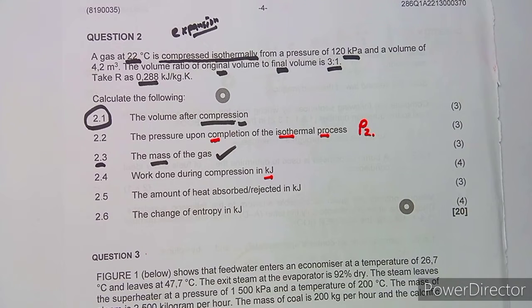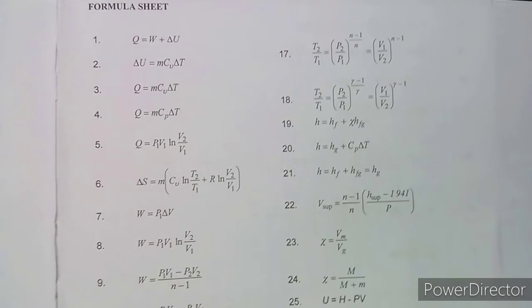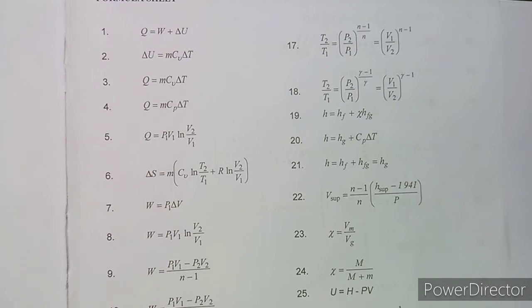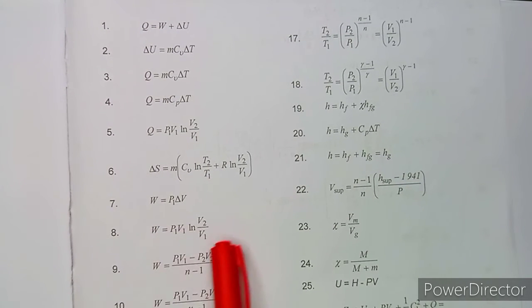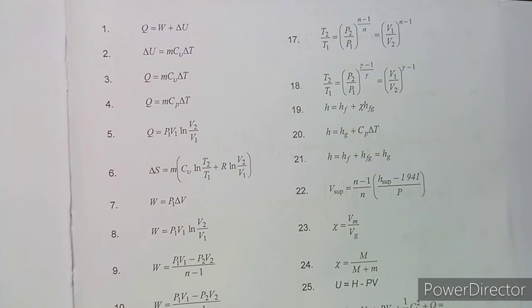In expansion it's positive, but this time it will be a negative value. What is the formula for work done, by the way? Guys, here it's you and your formula sheet to find your work done. There are so many formulas that you can actually use.